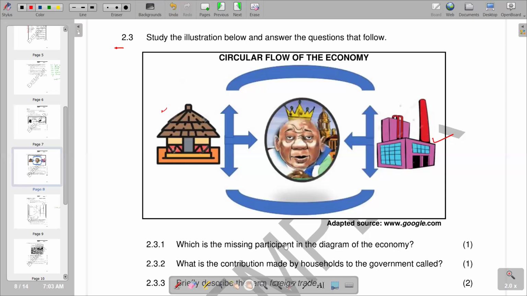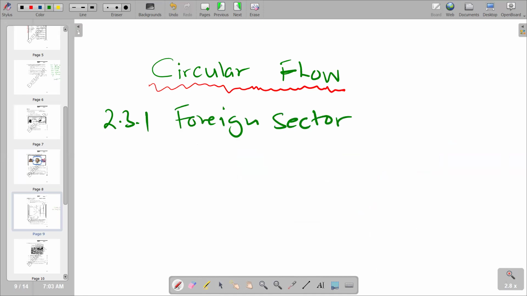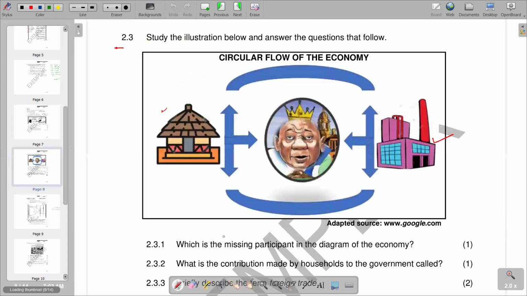Our question reads, which is the missing participant in the diagram of the economy? Obviously, the foreign sector is the participant that is not being shown. So we go to our answer section and present our answer for 2.3.1: the foreign sector is not being indicated. Then I will go to the second part of the question, which is 2.3.2.